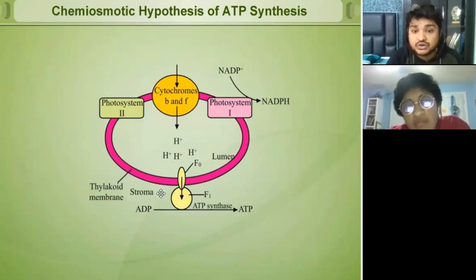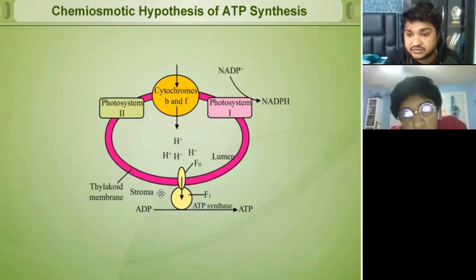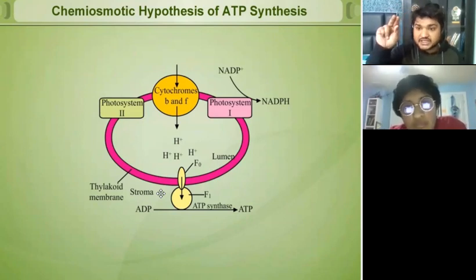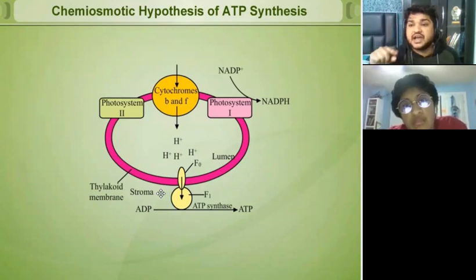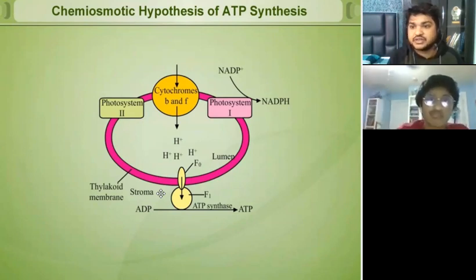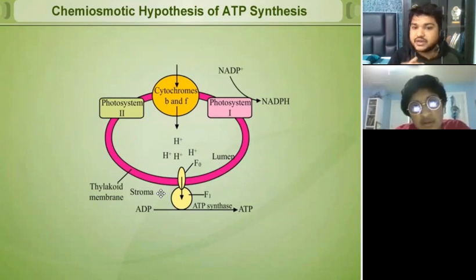And how? I'm telling you, whenever two H plus ions are passing through this F naught and F1 molecule, they will help in the production of one ATP. It is the rule for the ATPase. I'm telling you again.